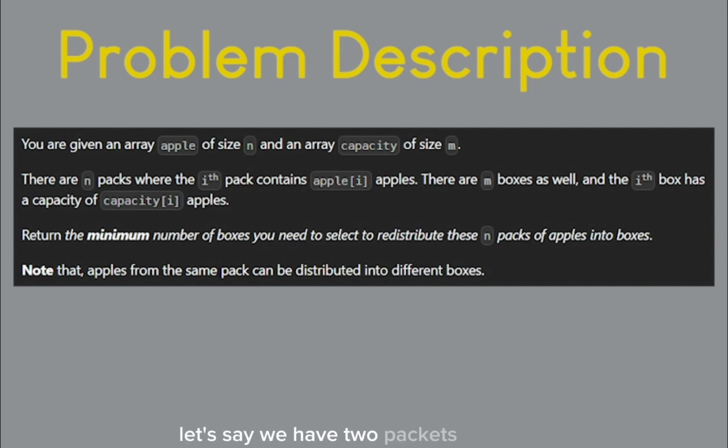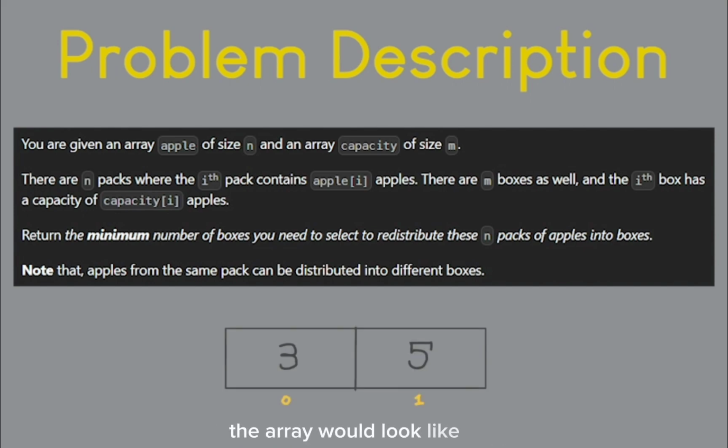Let's say we have 2 packets of apples, and the first packet has 3 apples while the second packet has 5 apples. The array would look like this.